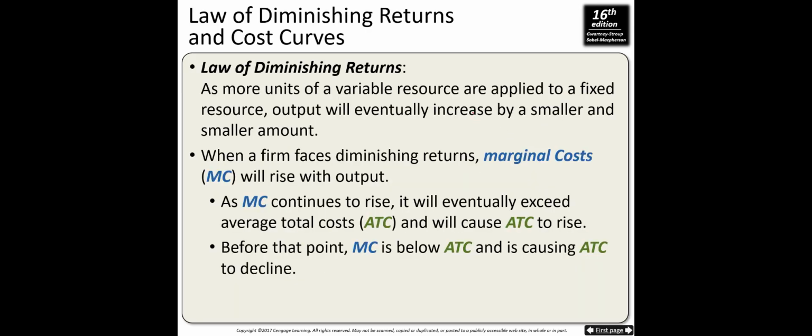So now we come to the law of diminishing returns. This is a very important concept and you need to understand it well to understand the cost curves in the short run. The law of diminishing returns is related to the short run. As more units of a variable resource are applied to a fixed resource, output will eventually increase by a smaller and smaller amount. When a firm faces diminishing returns, marginal costs will rise with output.